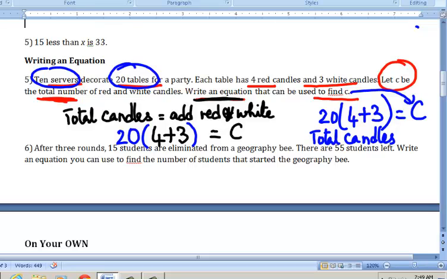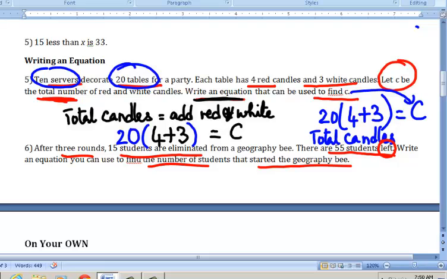Let's do the last question here. After 3 rounds, 15 students are eliminated from a geography bee. There are 55 students left. As soon as I see this word left, I know that it's supposed to be a subtraction problem. Write an equation that you can use to find the number of students that started the geography bee. So in a subtraction problem, your starting number is always greater than your ending number. So that's how now I have an idea on what to do.